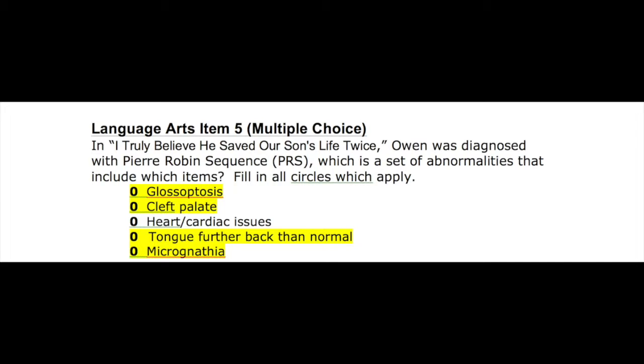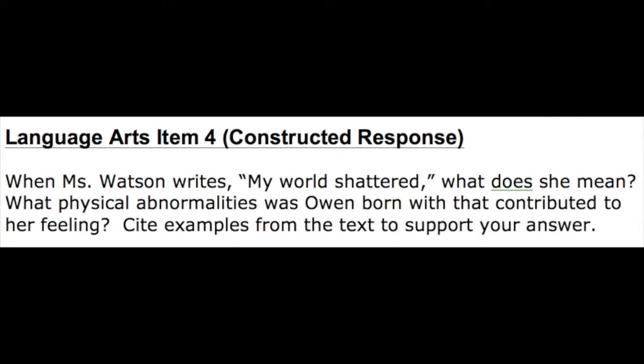The third answer choice, heart cardiac issues, is the only answer choice that wasn't mentioned in the article. In paragraph 3, it gives us the answers, all 4 of those other answers, but it does not give heart/cardiac issues. The constructed response question says, when Miss Watson writes, "My world shattered," what does she mean?